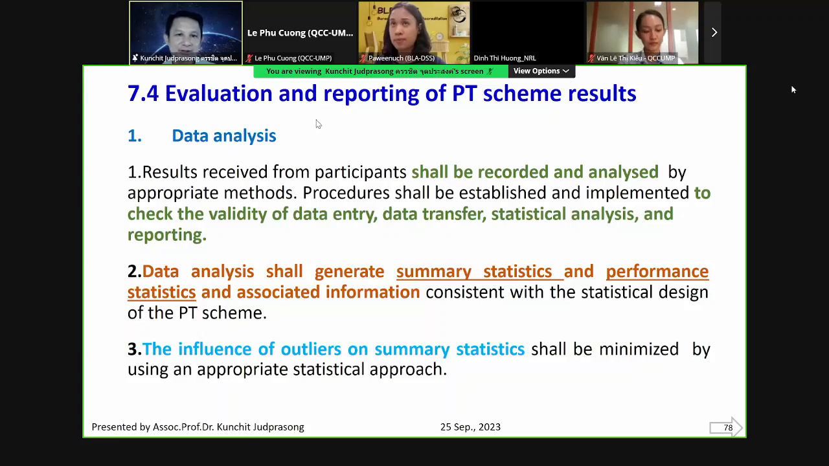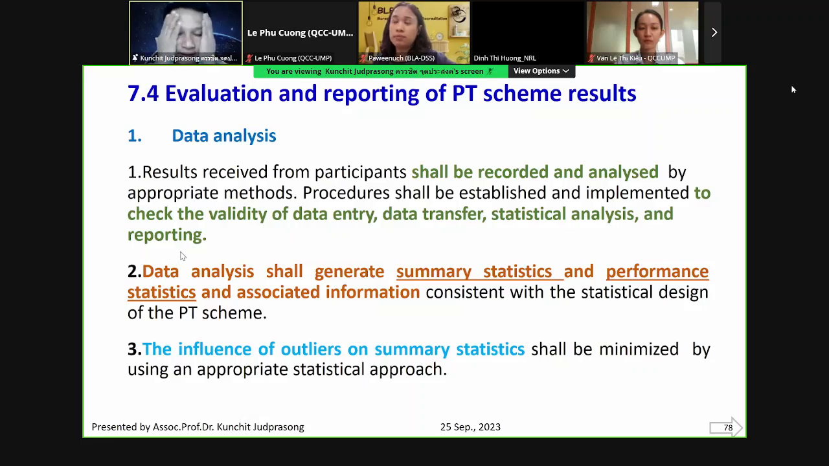7.4, on the evaluation and reporting of the PT scheme results. For 7.4.1 on the data analysis: results received from participants shall be recorded and analyzed by appropriate methods. Procedures shall be distributed and implemented to check the validity of data entry, data transfer, statistics, and reporting.